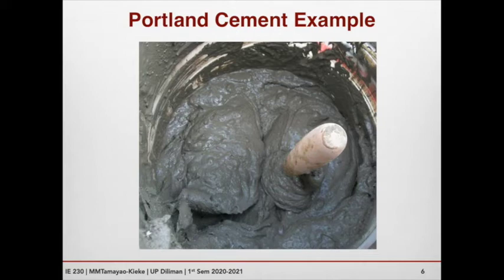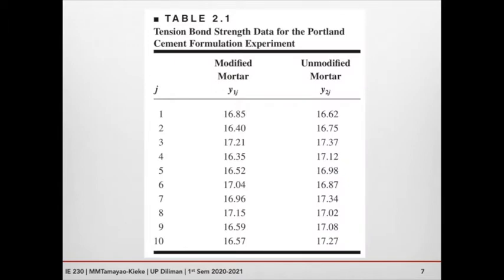For this experiment, the engineer prepared 10 samples each for the original formulation and the modified one. The engineer found a very large reduction in the cure time for the modified mortar formulation. However, the engineer has to make sure that this new formulation would not adversely affect bond strength. This table from Design and Analysis of Experiments by Montgomery shows the data on bond strength for the 2 formulations.